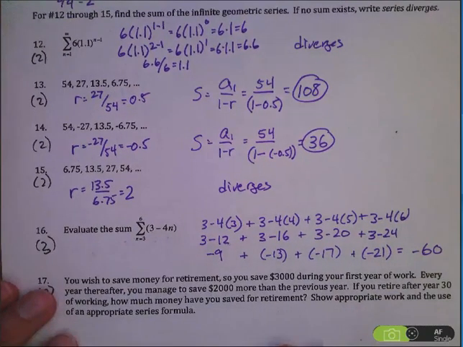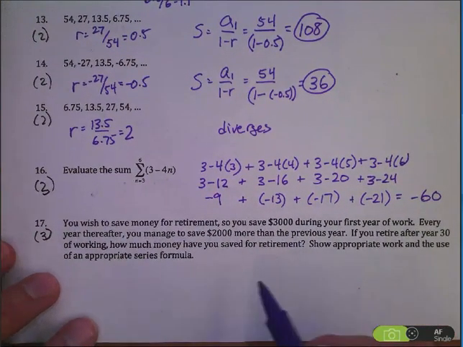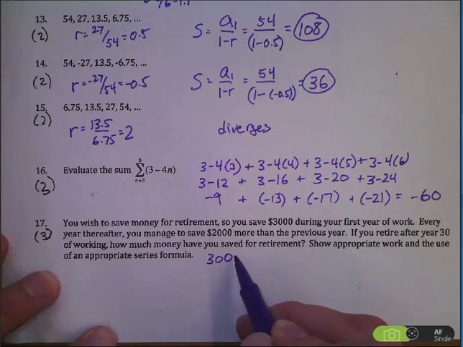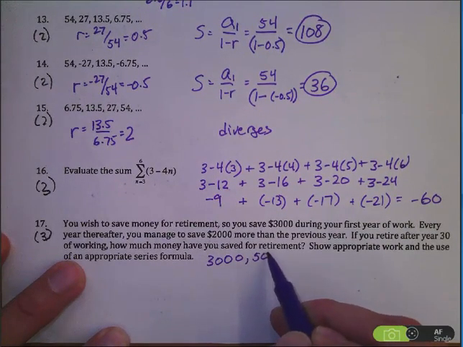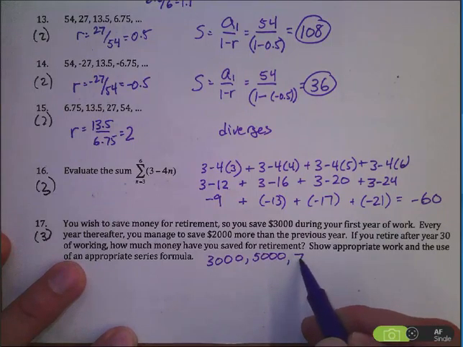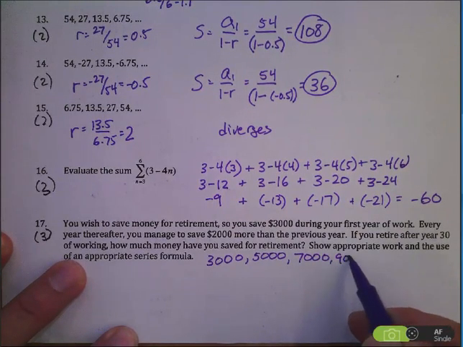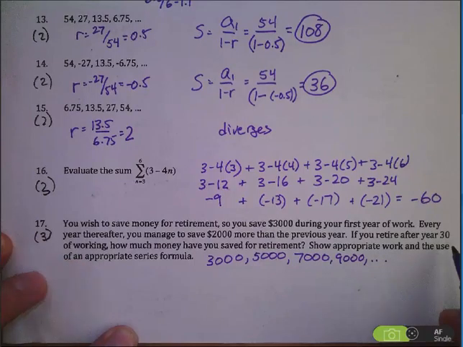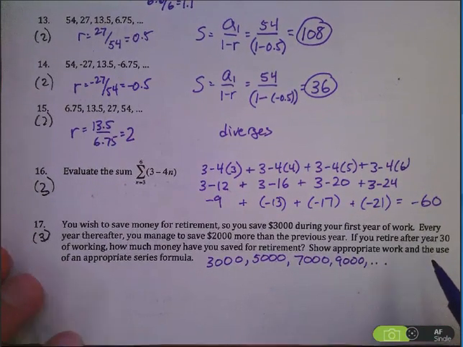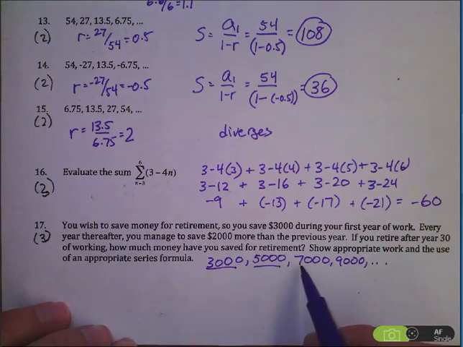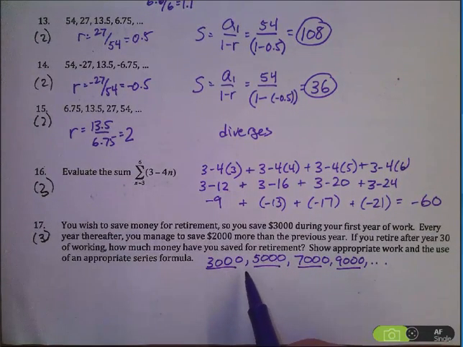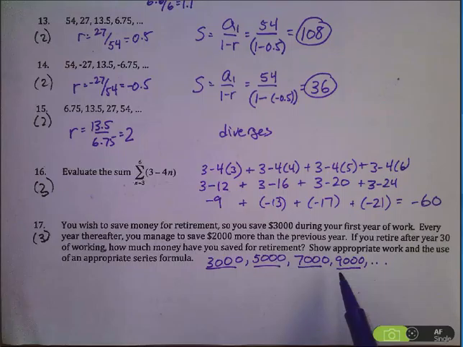On 17, you're saving $3,000 during your first year of work. Every year thereafter, you save $2,000 more. So the next year, you'll save a total of $5,000. The next year, $7,000. The next year, $9,000, for 30 years. If you retire after year 30, how much money have you saved for retirement? Well, we're going to add these numbers together. This is an arithmetic sequence because the numbers are going up by 2,000s.